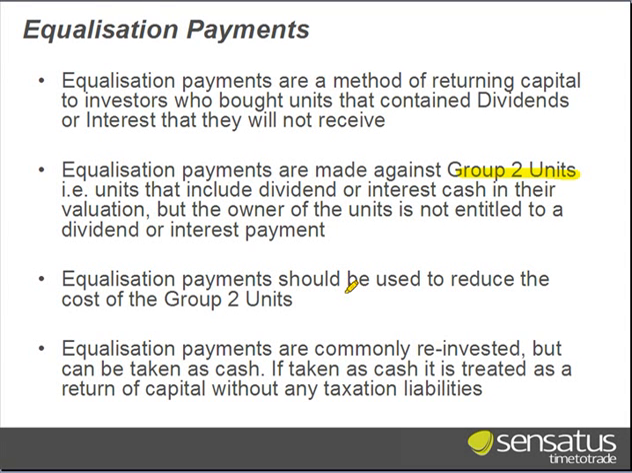Okay. And lastly, the equalisation payments are commonly reinvested but can be taken as cash. So if you get the money back, it's treated as return of capital and there's no tax liabilities. If you reinvest the money from Group 2 units, then that's treated as a purchase on the date that you reinvested the money into purchasing new units in the fund. So if we just go to a worked example now.